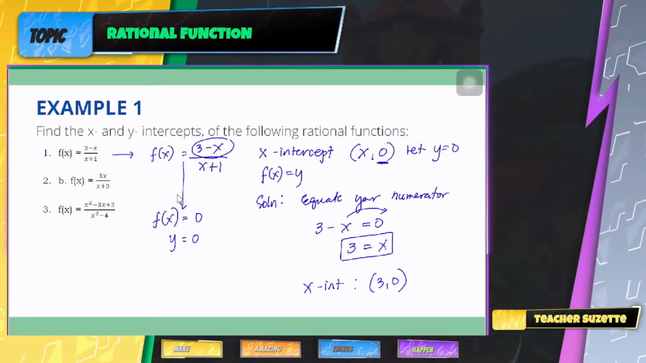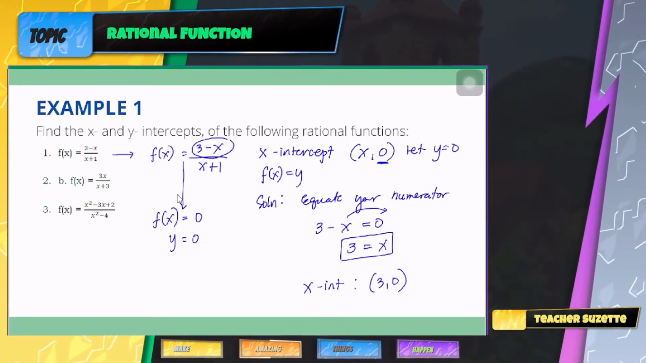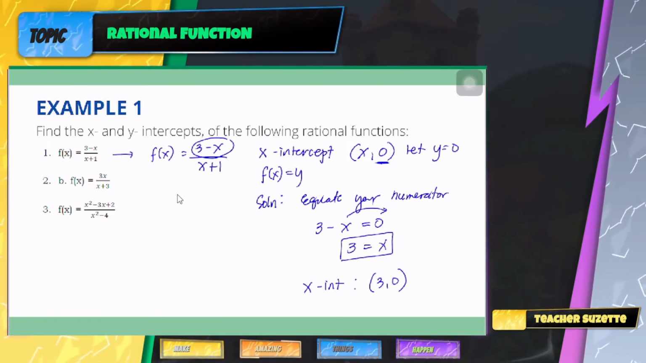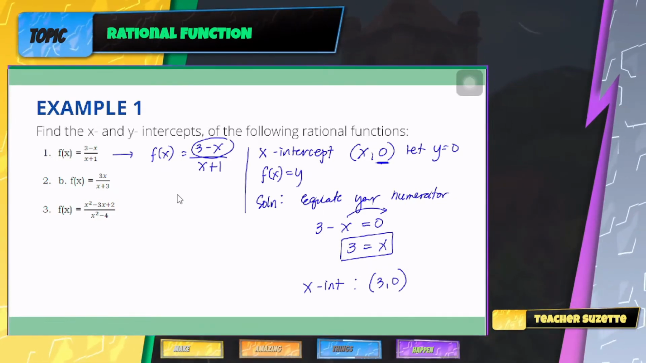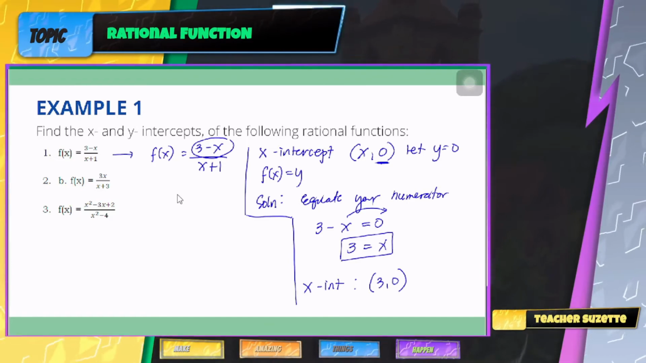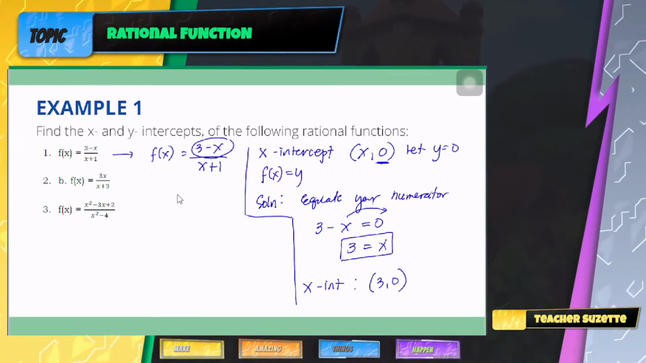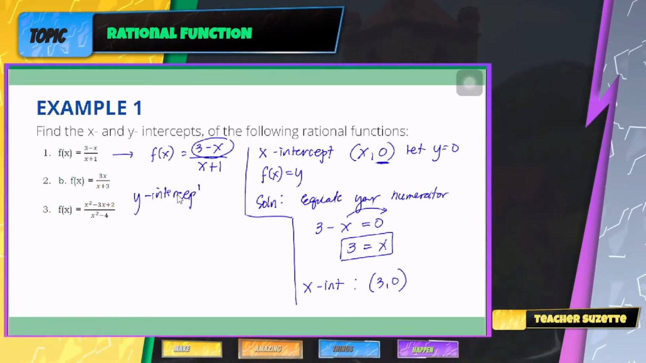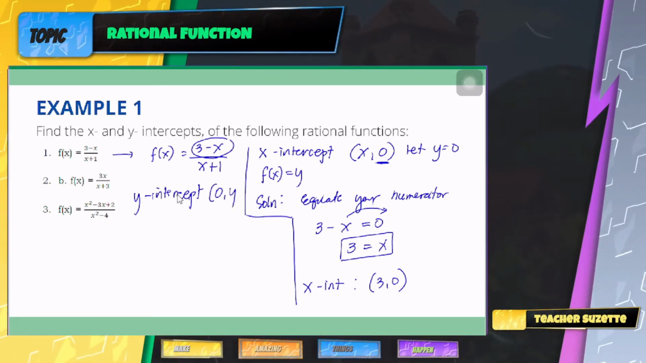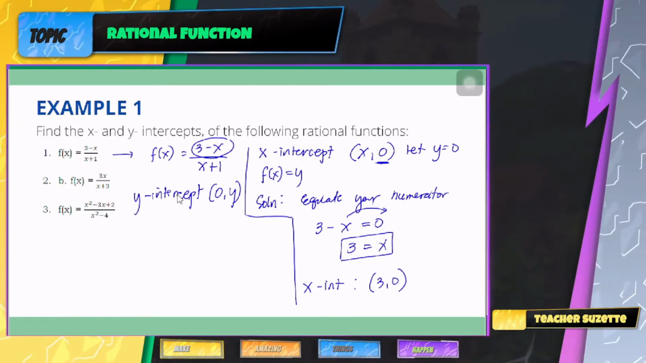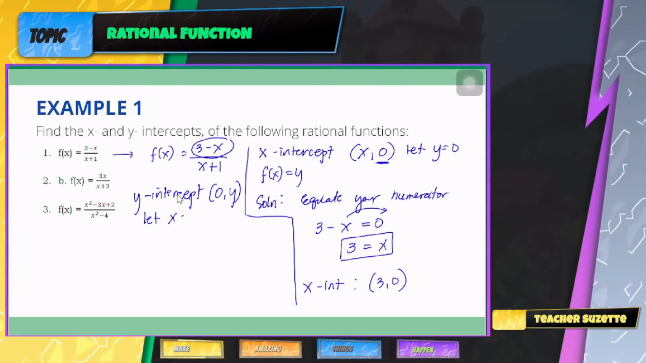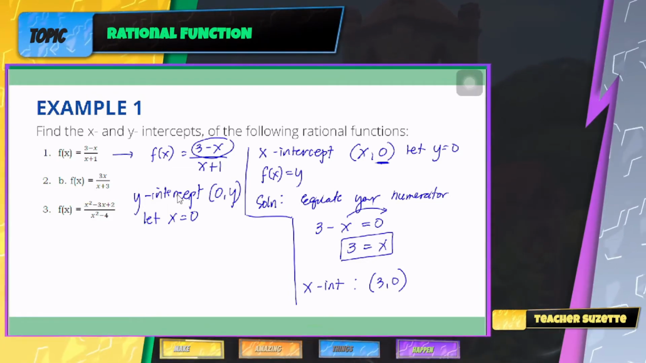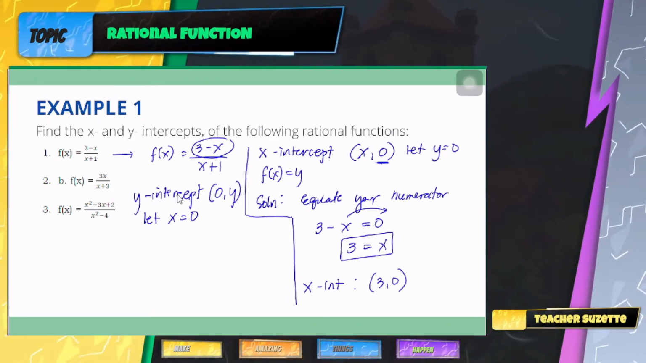Now, how about if you're trying to solve for your y-intercept? So, your y-intercept is a point which is (0, y). So, ibig sabihin nito, obviously, you have to let your x be equal to 0. And when you say let x be equal to 0, it is just like evaluating a function.